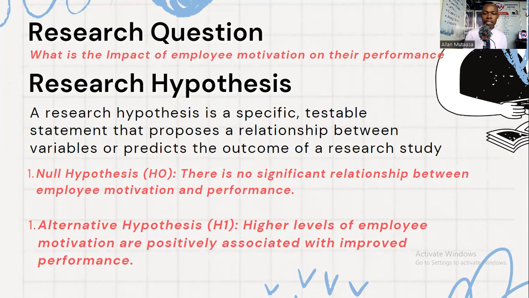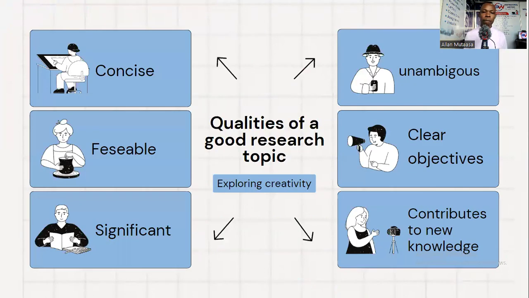Then an alternative hypothesis is where you are assuming a relationship. Maybe if you say higher levels of employee motivation are positively associated with improved performance. So that is an alternative hypothesis. So we want to look at qualities of a good topic.